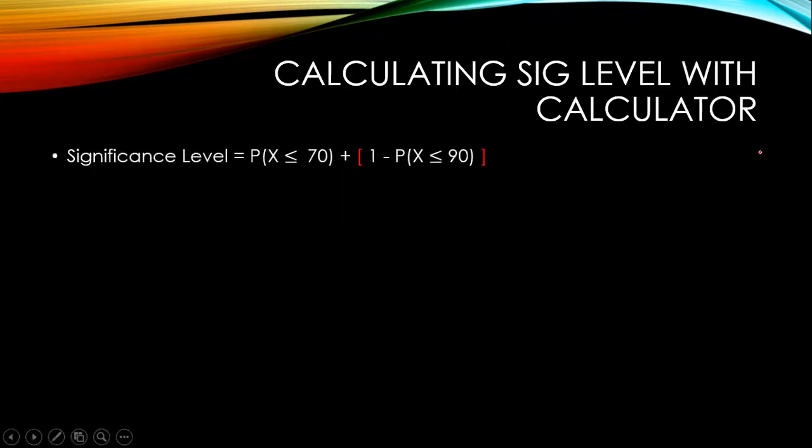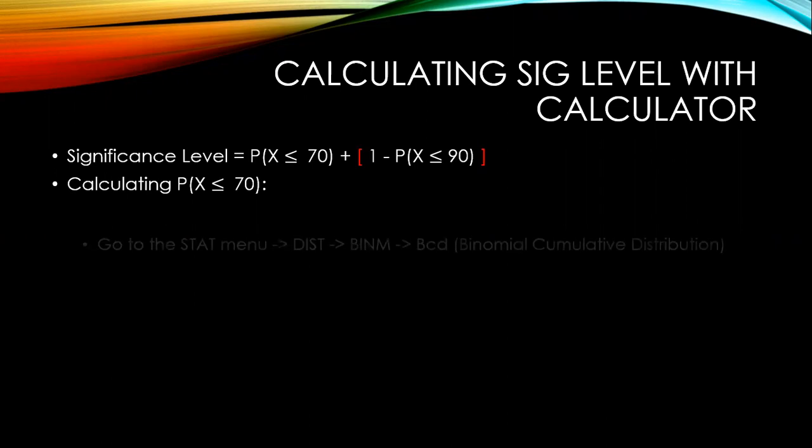So the significance level, the probability that we reject H0 for our designed hypothesis test, is the probability that you get less than or equal to 70 successes, plus 1 take away the probability you get 90 or less successes. Now, let's try and calculate the probability that you get less than or equal to 70 successes using your calculator.